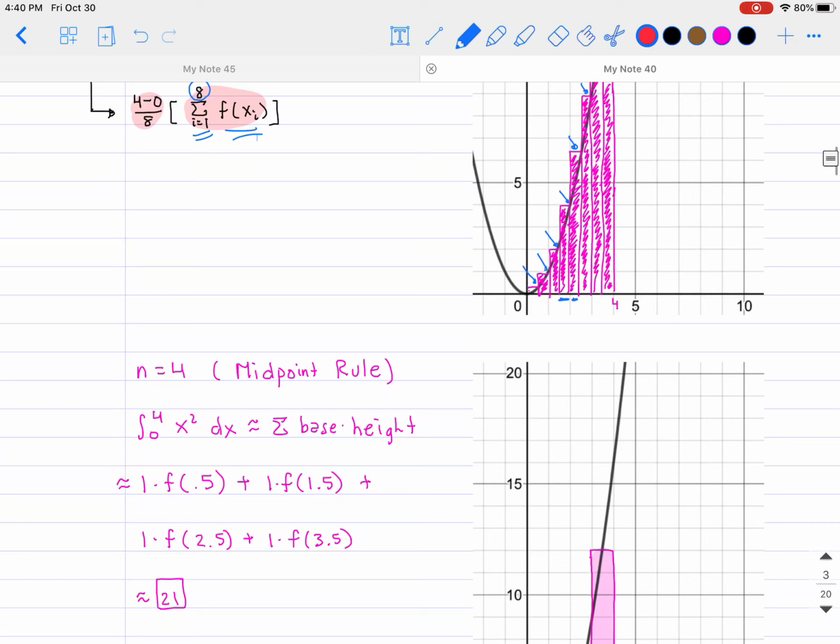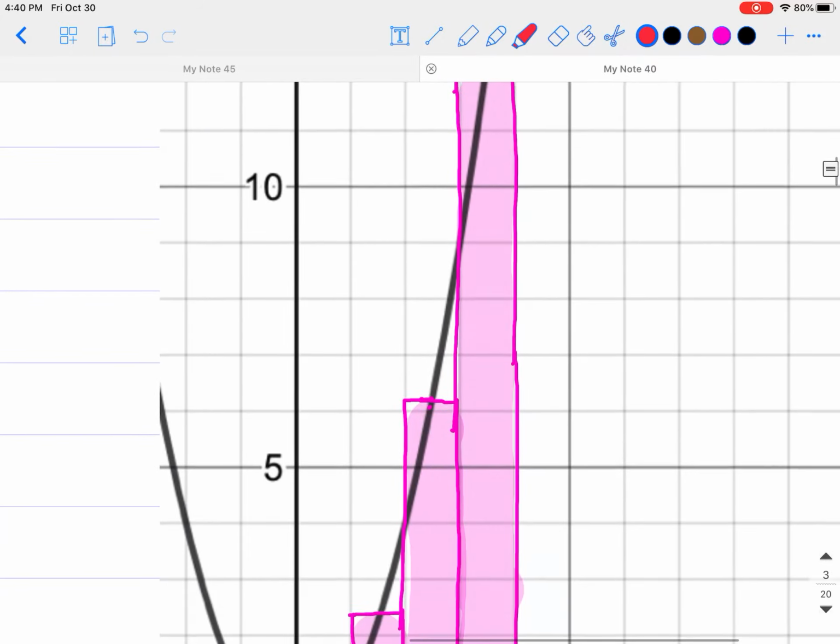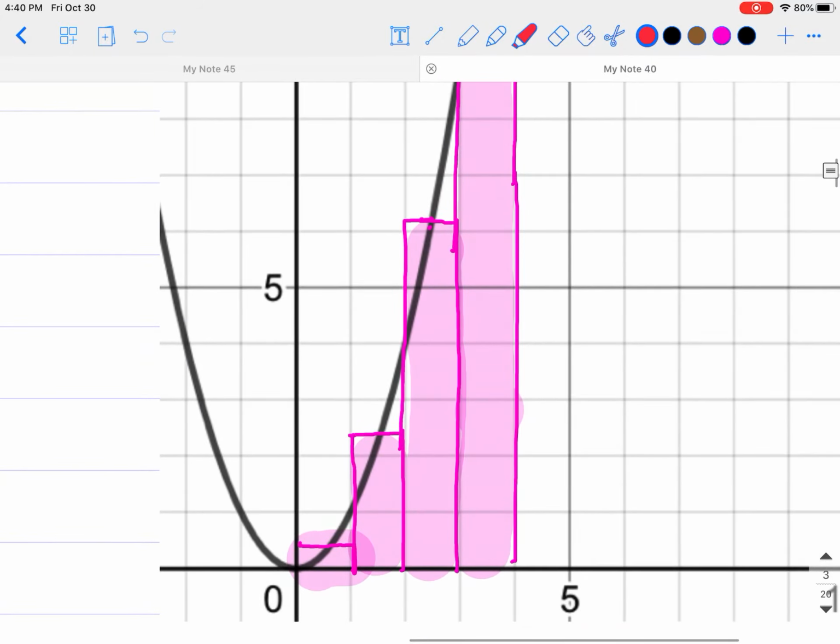All right. Now, if you're wondering, is there something more accurate than the left-hand rule or the right-hand rule? The answer is yes. We can definitely make it a little bit better. What if we use something called the midpoint rule? What that means is we're going to use the height as the middle of the interval for each one of these. So that's what the midpoint rule actually stands for.